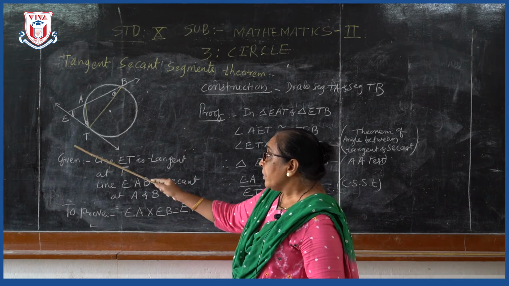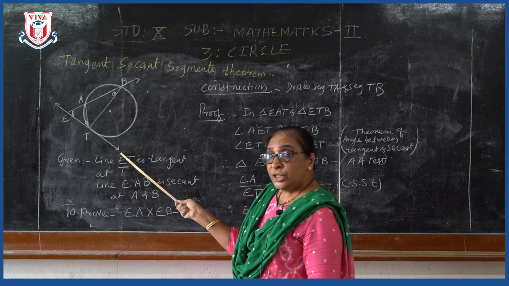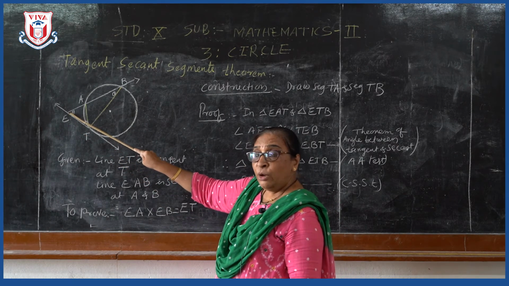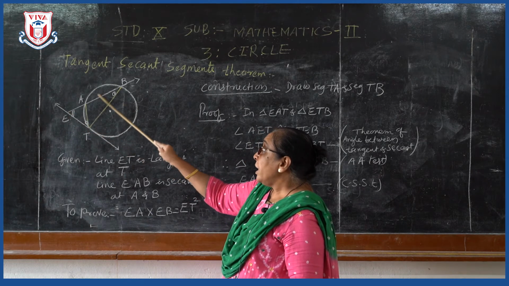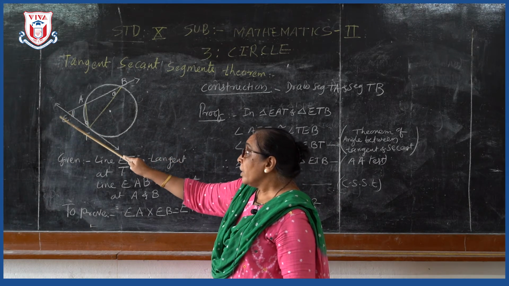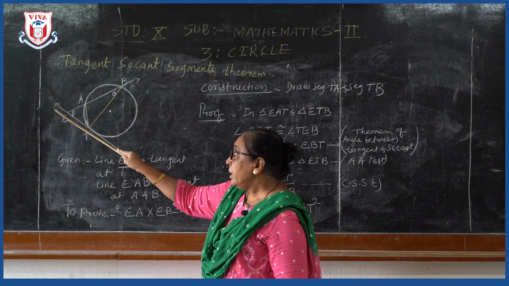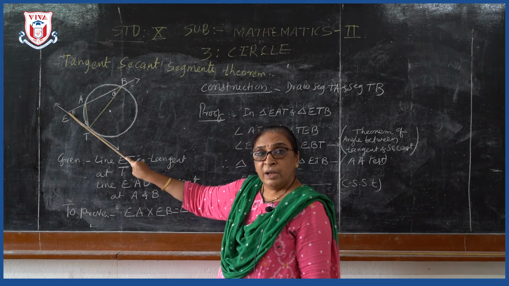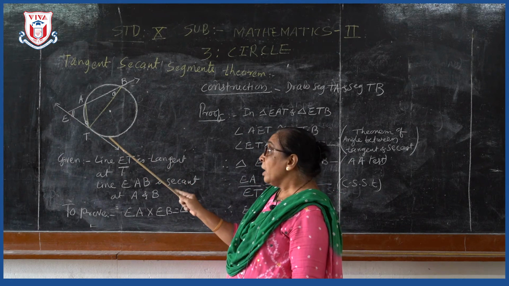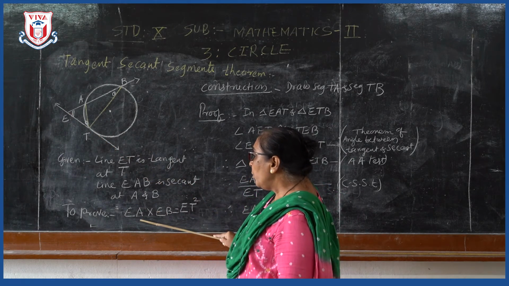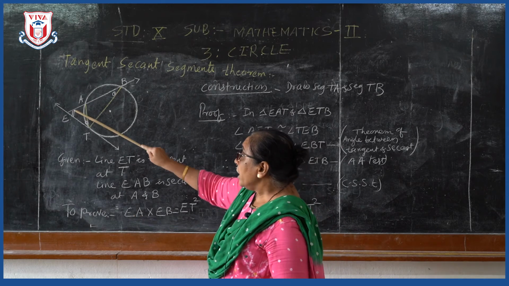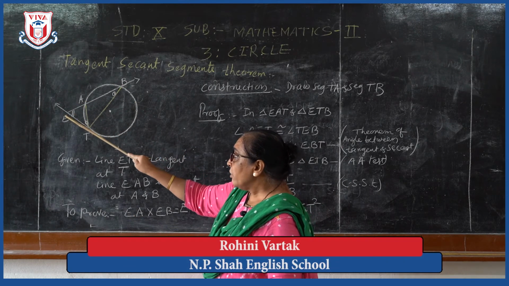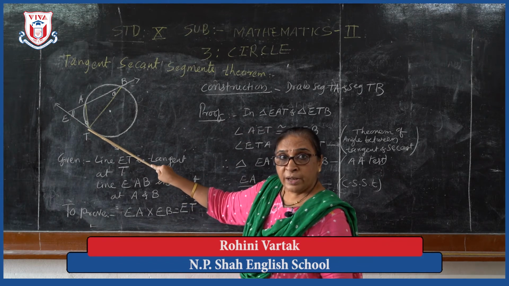See here, line ET is a tangent at T, and through this point E only the secant AB is drawn. That means secant AB and tangent ET intersect each other externally at point E. Then here we have to prove that EA multiplied by EB is equal to ET square.